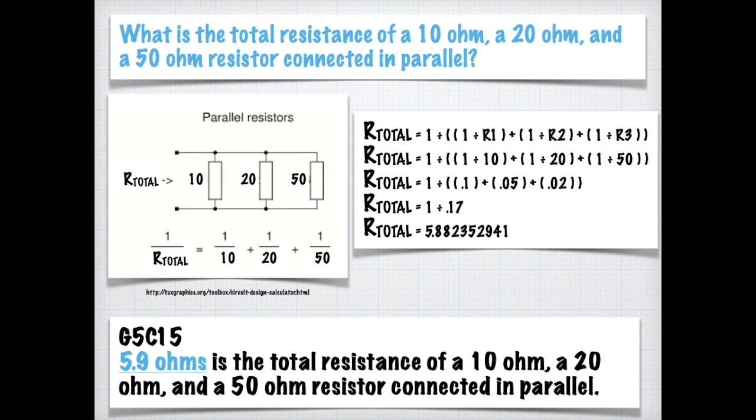So you could do the math, remember the formulas, or you could just simply remember that 5.9 ohms is the total resistance of a 10 ohm, 20 ohm, and 50 ohm resistor connected in parallel.